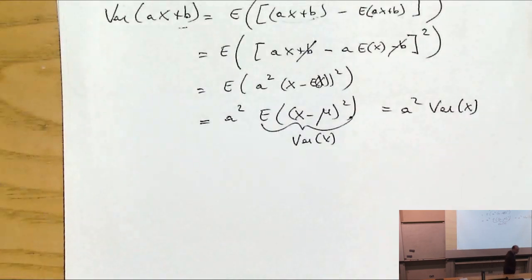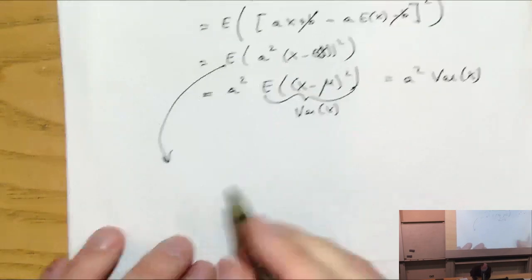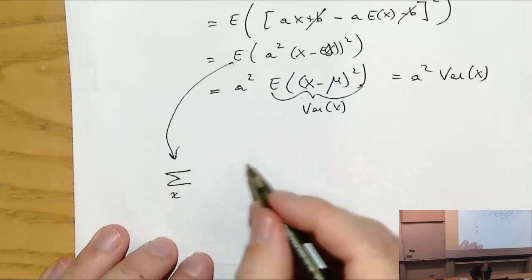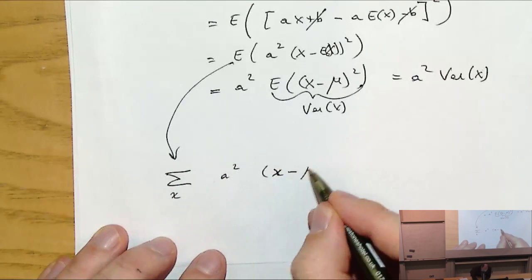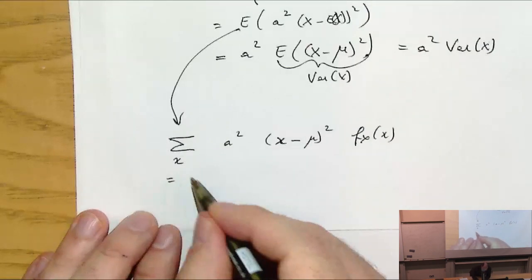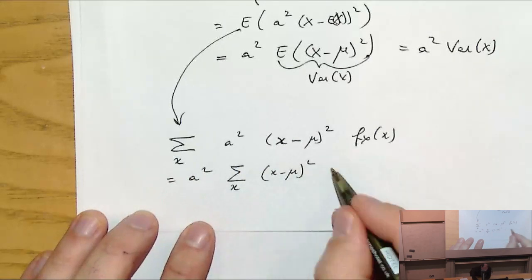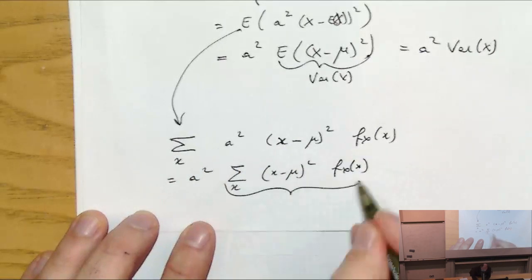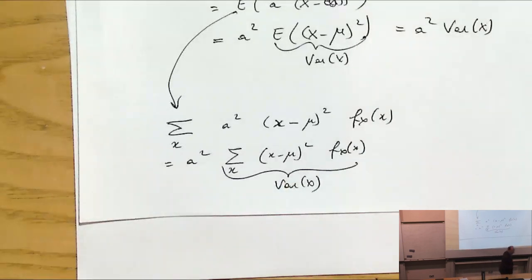Is that clear? Or is it too fast? Right, so what is this here? If I write it, this is a sum over all x of a squared multiplied by x minus mu squared multiplied by the probability mass function. I can bring a squared outside of x minus mu squared multiplied by this. And this is the variance of x, right, by expanding the expectation operator.